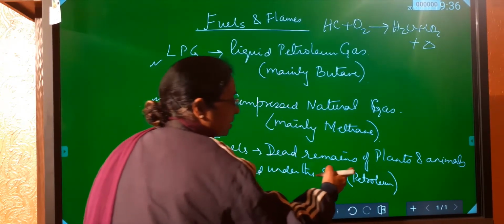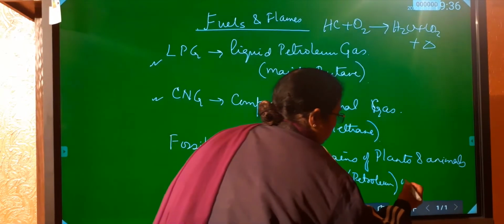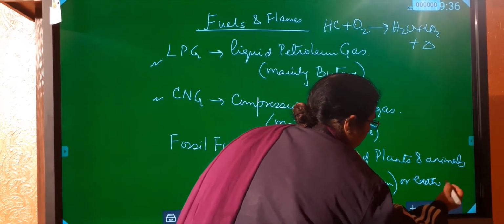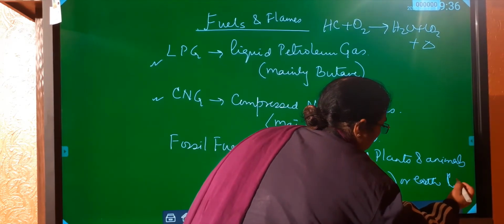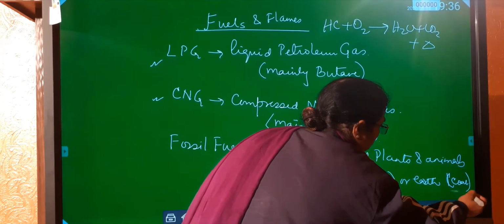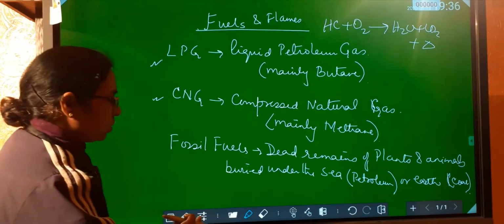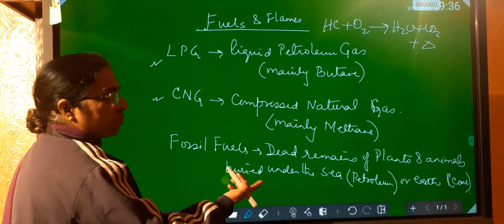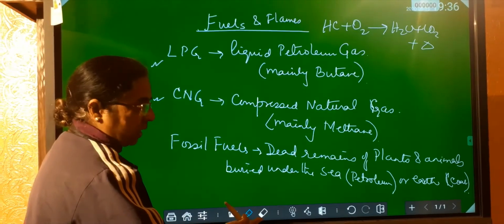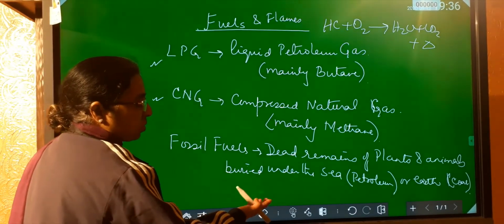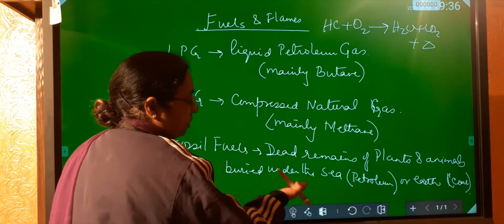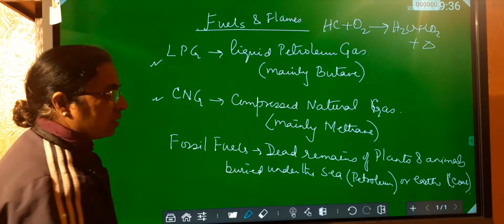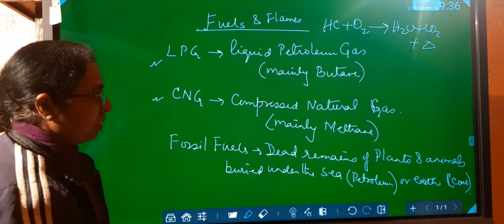And if it is under the earth, then this becomes coal. So these are known as fossil fuels. Petroleum and coal are known as fossil fuels. Dead remains under the sea become petroleum, and dead remains under the earth become coal.